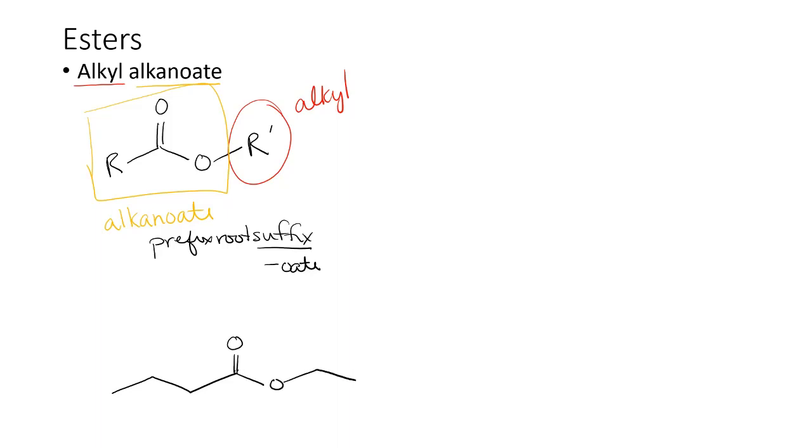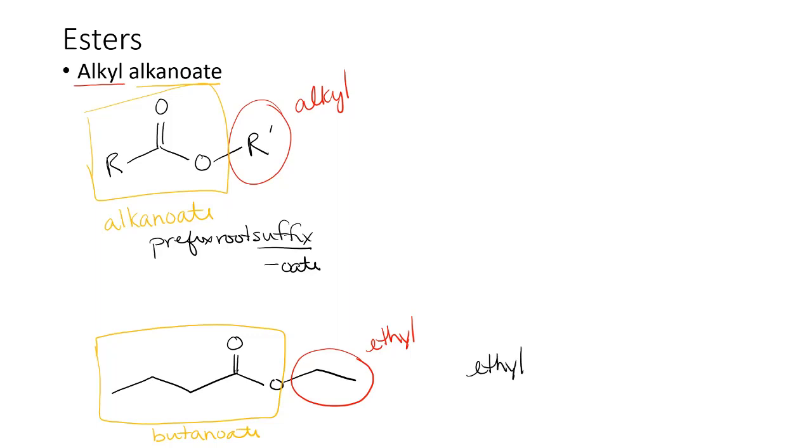So in our example, our alkyl group is going to be an ethyl group. Our alkanoate group would be this group here that has 4 carbons associated with it. So it would be butanoate. So when we put the full name together, the full name for this would be ethyl butanoate. Again, making sure that it is 2 words, the alkyl word and then the alkanoate word.